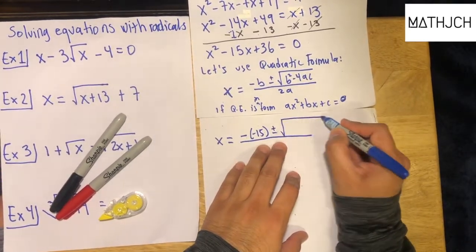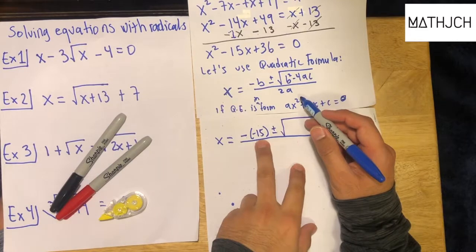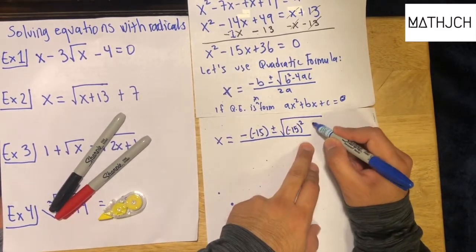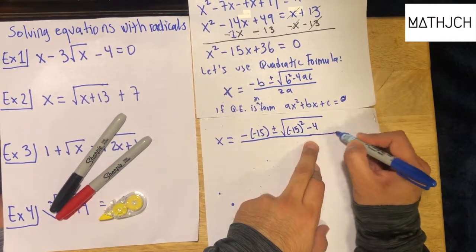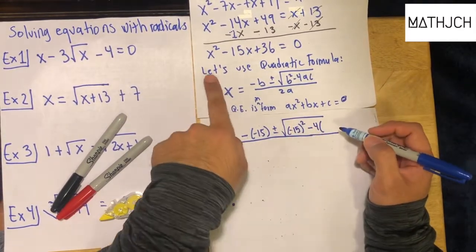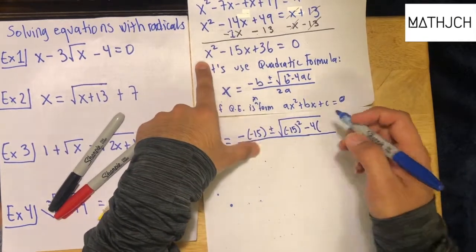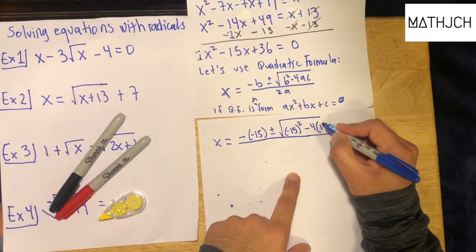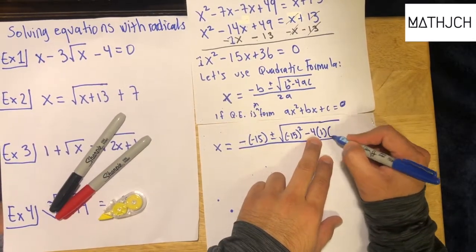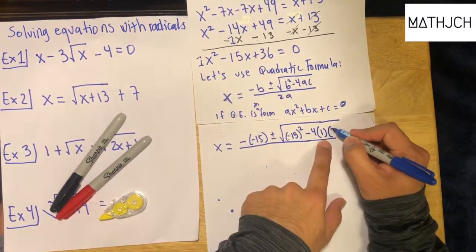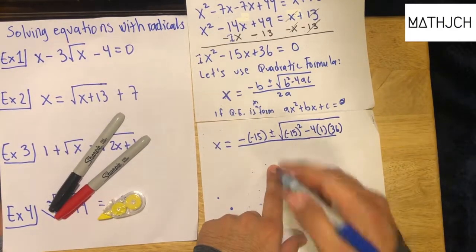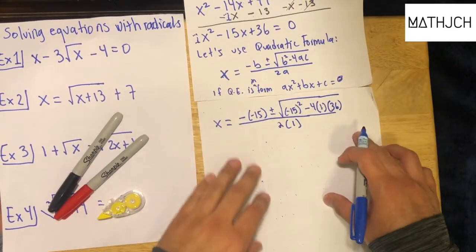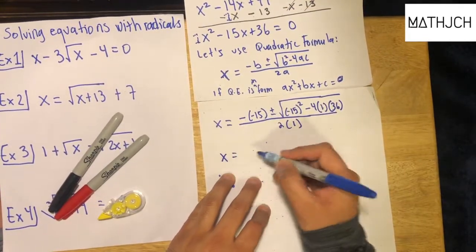And then the square root of b squared. Remember b is negative 15, so negative 15 to the power 2, minus 4 times a. A in this case is 1. Times c, which is 36 in this case, positive, right? Divided by 2 times a, so a is 1. And then from there we just do a little bit of algebra.